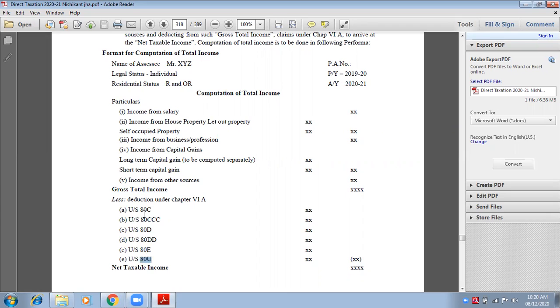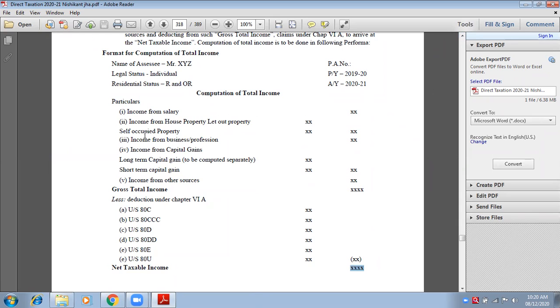Otherwise, there are n number of sections available under section 80. But we have in our syllabus only 6 deductions. And after these deductions, we will get an answer that is known as net taxable income. What is net taxable income? The income on which the tax is applicable. On this income, tax is applicable. 5%, 20%, 30%, whatever tax will be there, it will be applicable on this amount.